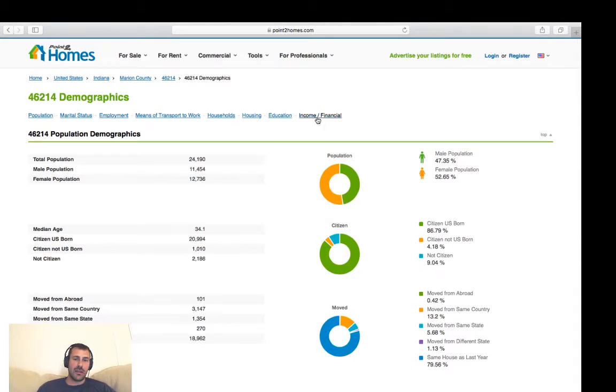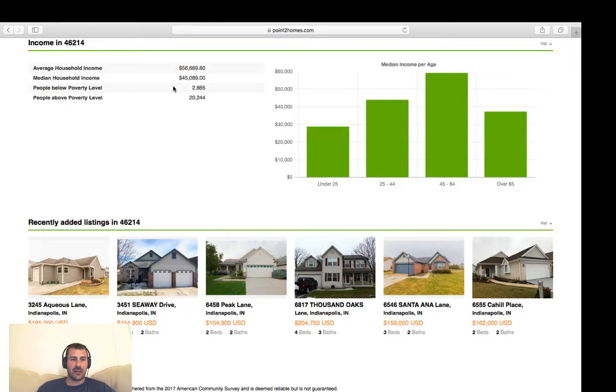And another one that I think is really important is the income and financial. So when you click on that, you can see that the average median income is 56,000, almost 57,000. And the reason this is important is typically property managers, when they want to fill a unit, they want to see 3x gross revenue to make sure the tenant can actually pay the rent for what you're pricing it at. So for example, if it's $1,000 in rent per month, you want to see 36,000 gross income per year.